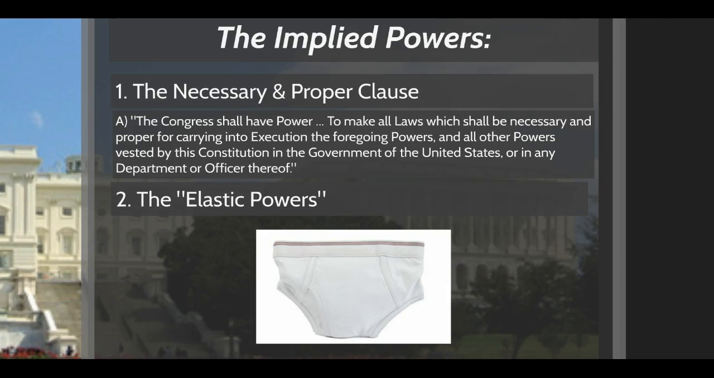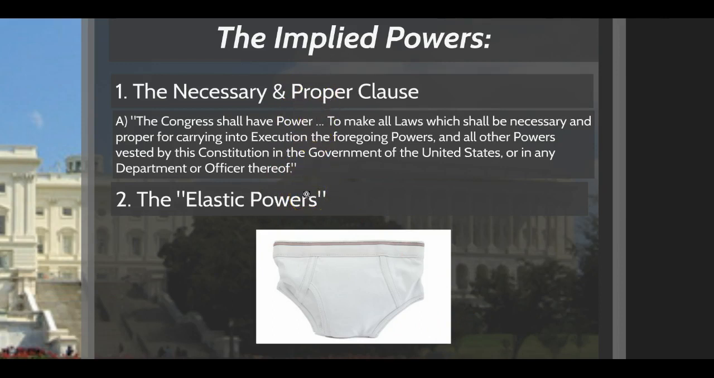So within Article 1, Section 8, it's actually Clause 18, it says, Congress shall have power to make all laws which shall be necessary and proper for carrying into execution the foregoing powers and all other powers vested by this Constitution in the government of the United States or in any department or officer thereof, otherwise known as the elastic powers. So these two terms are actually synonymous. Okay, so they essentially mean the same thing.